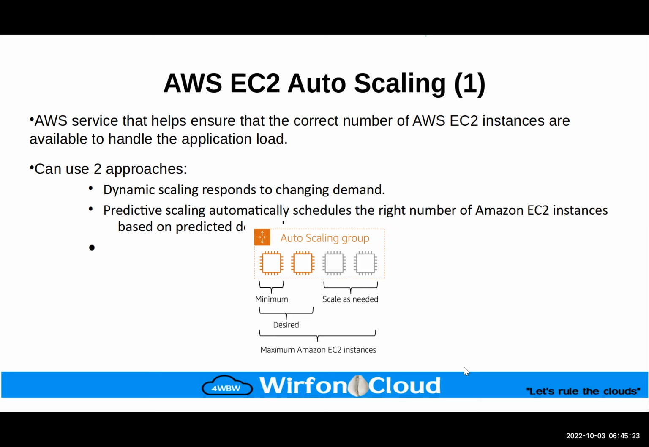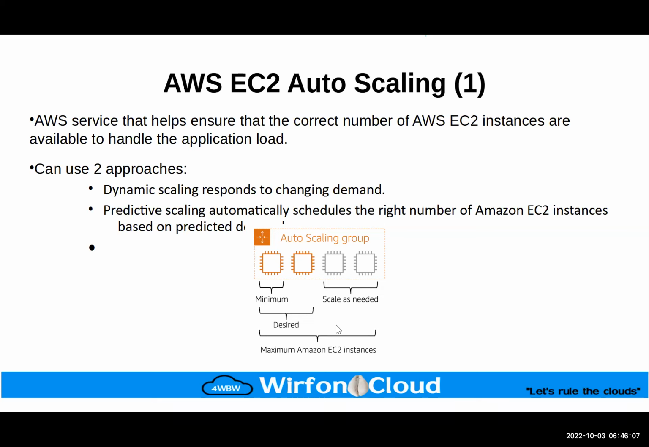So auto scaling makes sure that you have the correct number of EC2 instances depending on your workload. You have an auto scaling group where, for example, you have a minimum of at least one EC2 instance that should be running. If you desire to have 2 instances running to accommodate your workload, depending on the workload you could go up to a maximum of 4 instances.